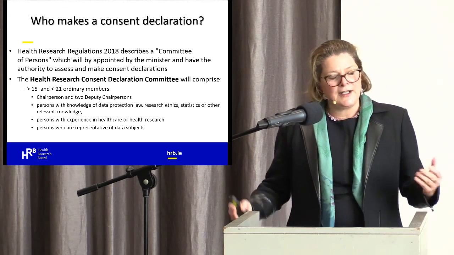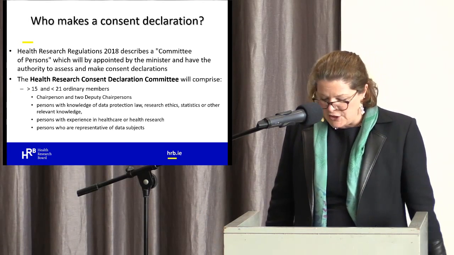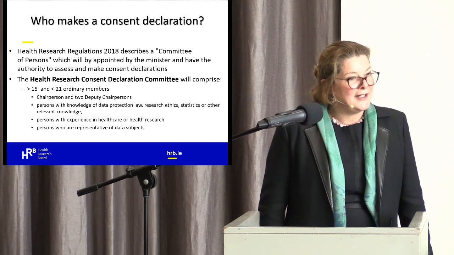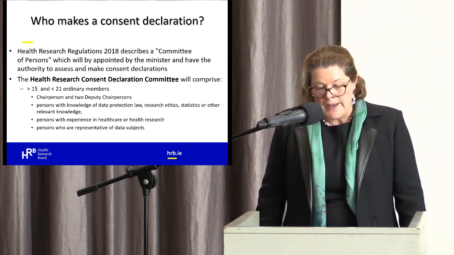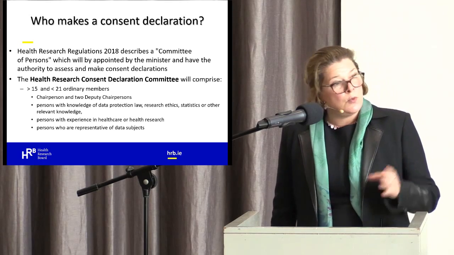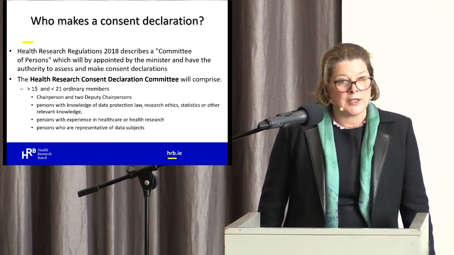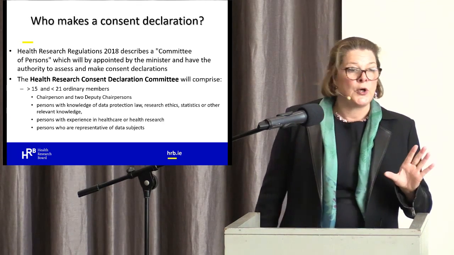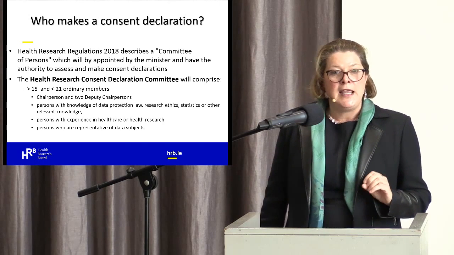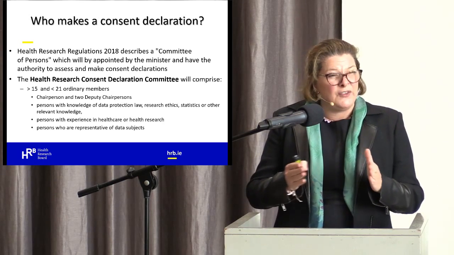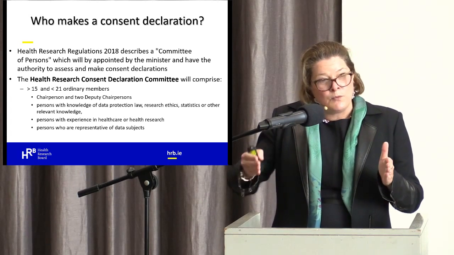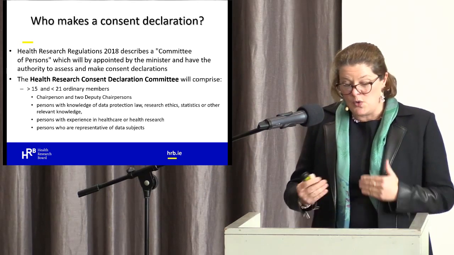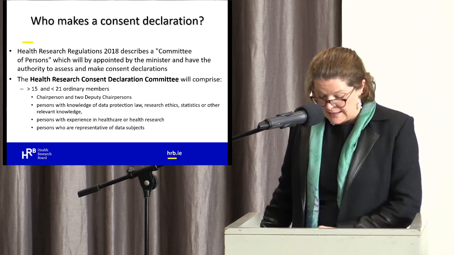So who makes the consent declaration? Again, this is outlined in the regulations. There's a committee of persons mentioned in the regulations. I think that's going to be known as the Health Research Consent Declaration Committee in the long run. There will be about 15 to 21 members on the committee. There will be a chairman and 2 vice chairmen, or chairpersons, and that will allow multiple versions of the committee to sit at the same time to help process applications. So it really is for efficiency as much as anything else.